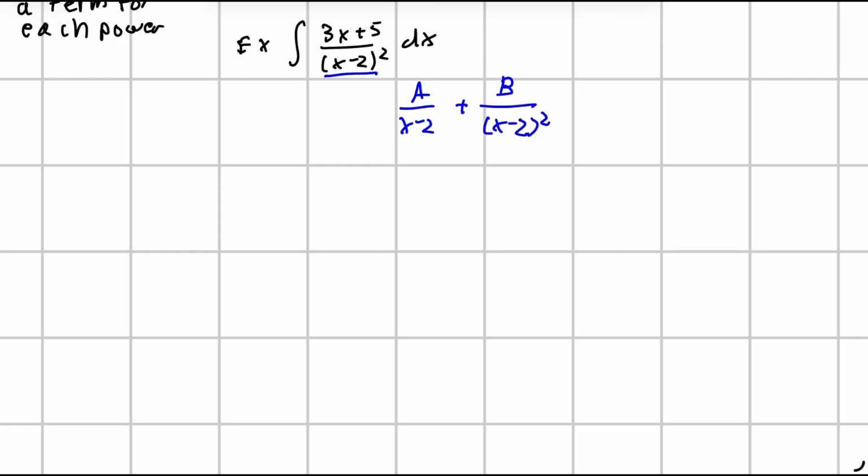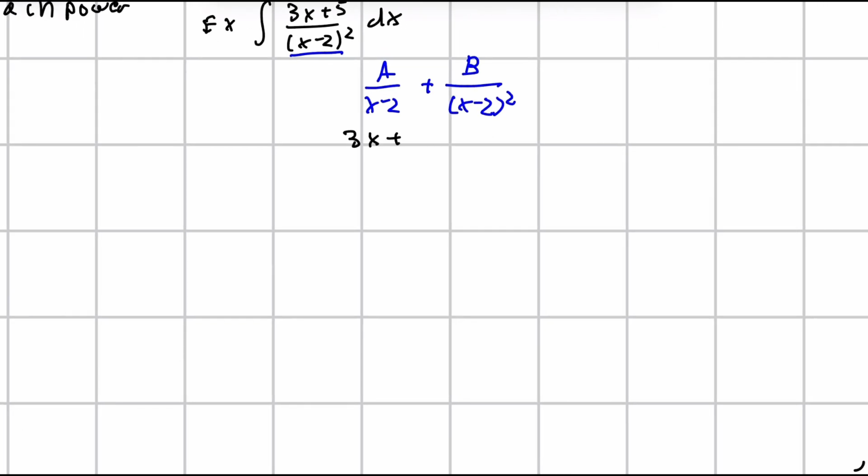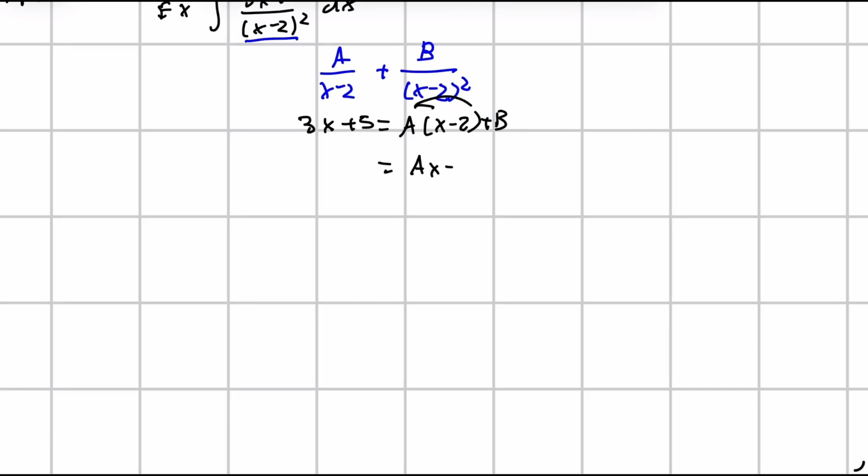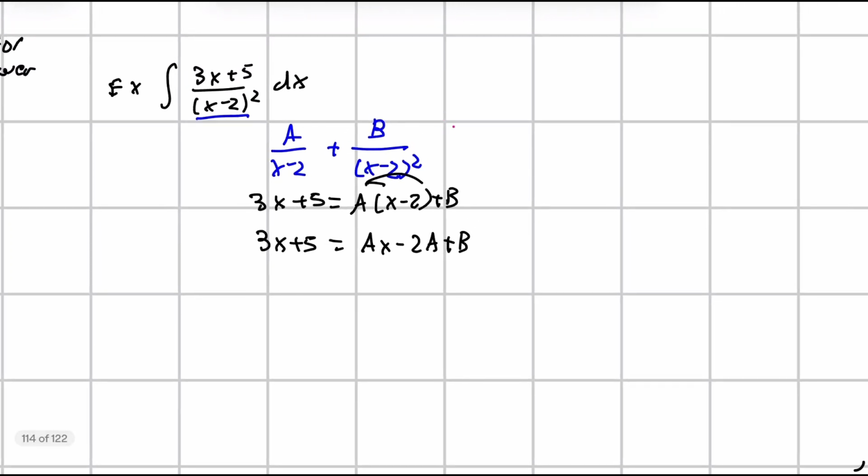So if we multiply this, we're going to have 3x plus 5 is equal to A times x minus 2 plus B. So then let's just distribute that. We have now Ax minus 2A plus B. We have 3x plus 5. So basically here, all we did was multiply by our denominator on both sides. We have x minus 2 and then x minus 2 squared.